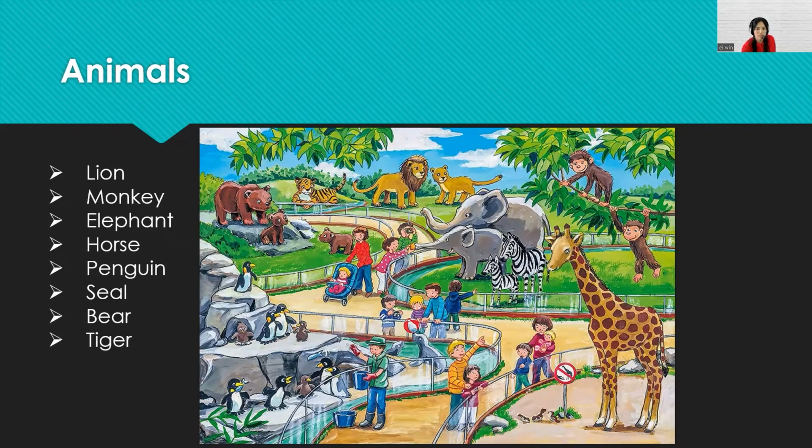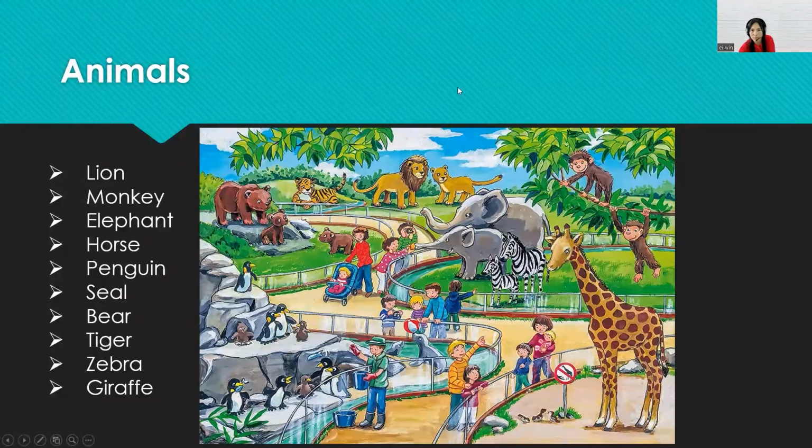So next one, tiger. Tiger is laid down here. A tiger. Zebra. So there are 2 zebras in this picture. 1, 2. Zebra. So next one, giraffe. Giraffe is an animal which has long neck. So this is giraffe. Okay, so let's practice those again.